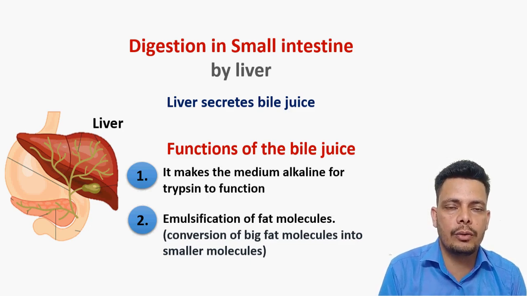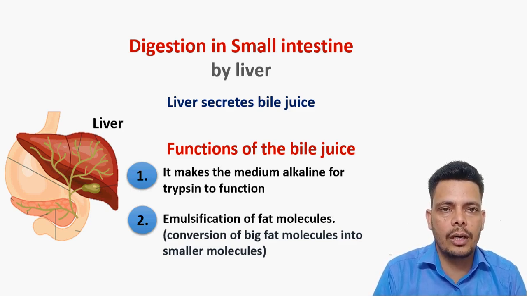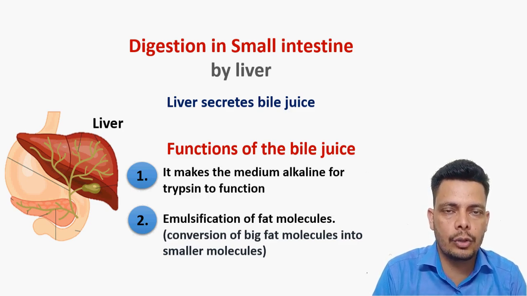They need to be broken down into smaller pieces. That is done by the bile salts. Bile salts enclose those bigger molecules and break them into smaller pieces of the fat molecules. So now these two things are done by the bile juice: digestion of the fat, or emulsification of the fat, or making the food alkaline.